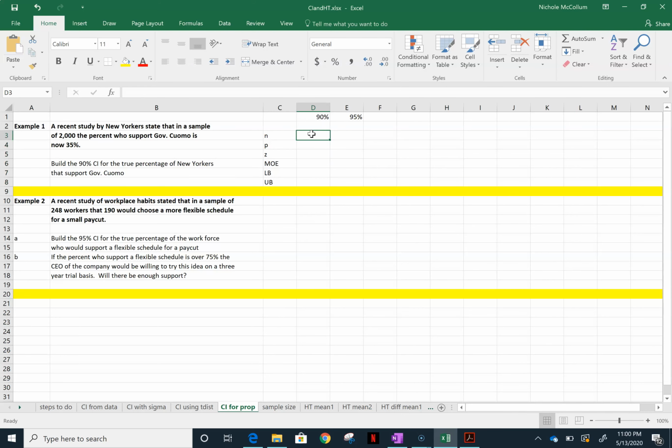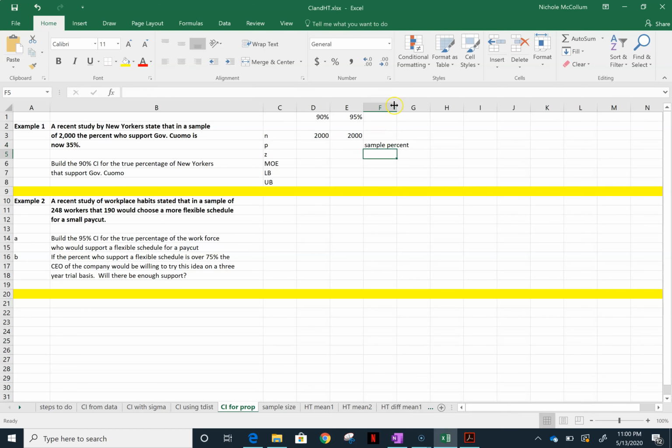All right, so what is N? N is always the sample size. Well, look at it. We sampled 2,000 New Yorkers. Got it. Sample size. What is P? Well, you got to know the definition of P. P is the sample percentage, all right? This is a sample percentage.